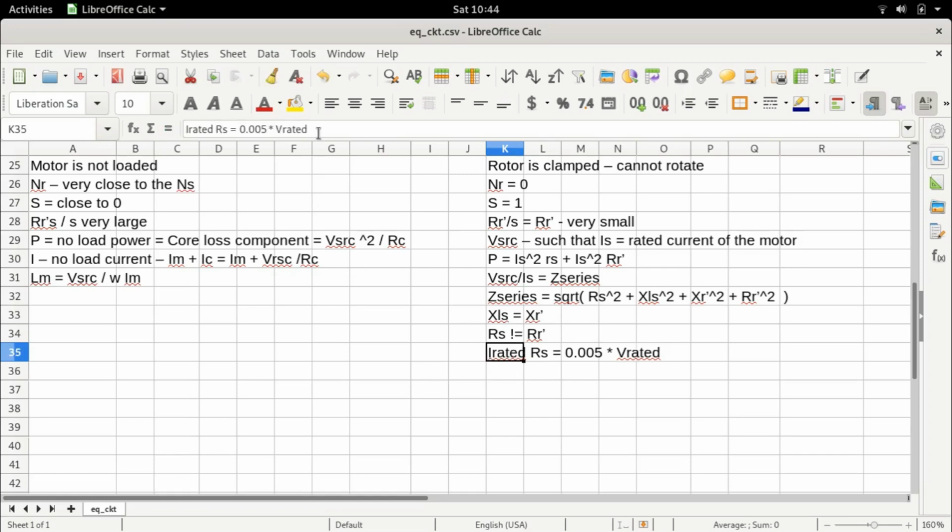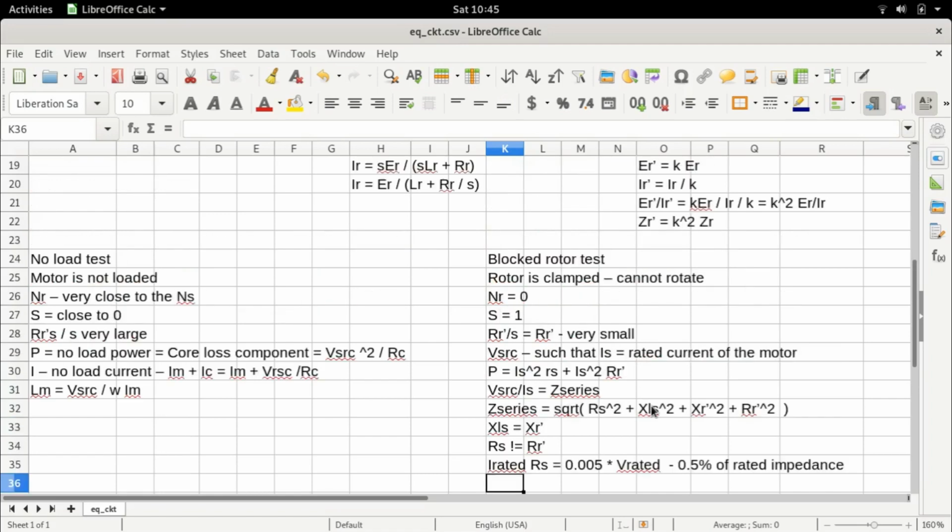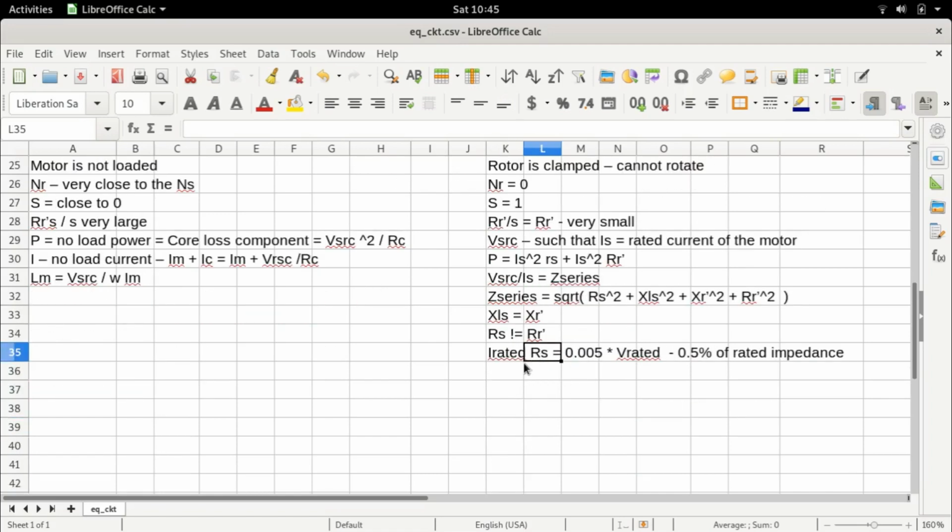And just to be clear, let me write this down, it is 1% or rather 0.5% of rated impedance. What that means is, if the rated current flows through the stator winding resistance, it will produce a 0.5% voltage drop of the rated voltage. Alright. So with this, we can estimate RS. RS can be estimated from this equation. And once you have estimated RS, you can put it into this equation and calculate RR dash.